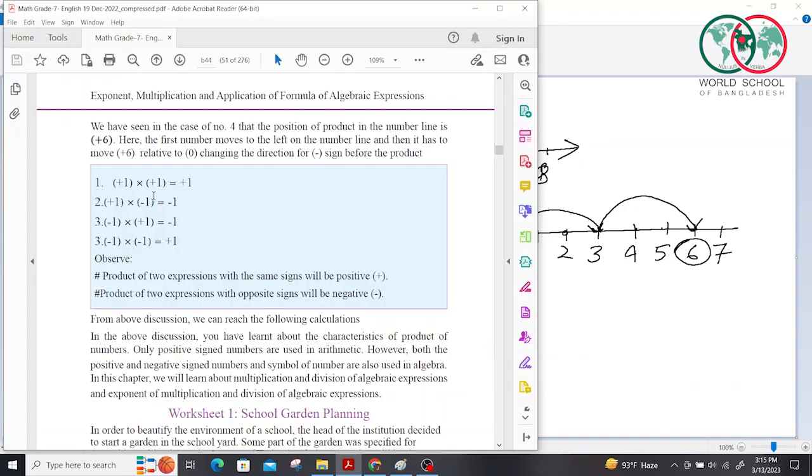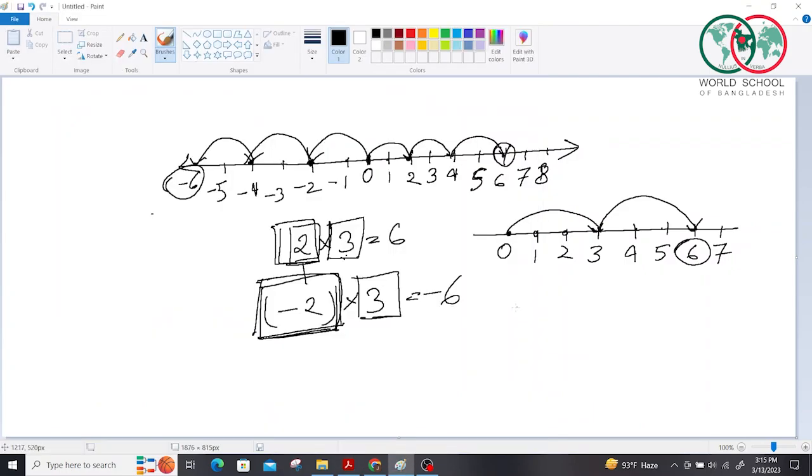Here we can observe that whenever two positive numbers are multiplied, we get positive. When one positive and one negative are multiplied, we get negative. And when two negatives are multiplied, we get positive. We have to remember this.